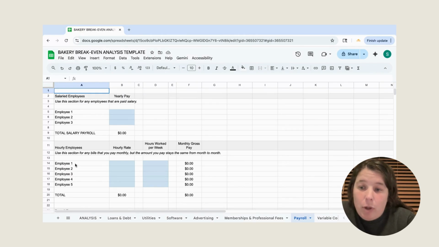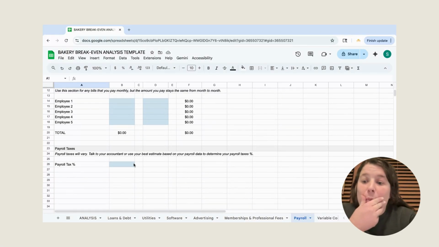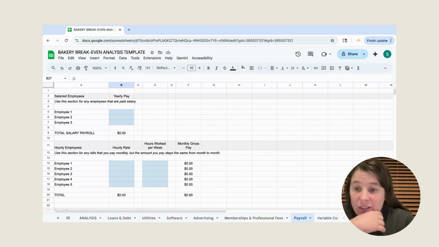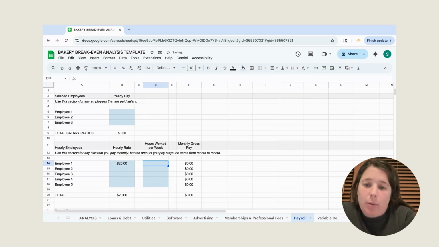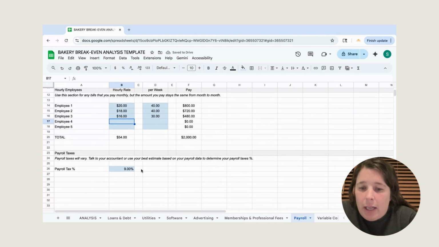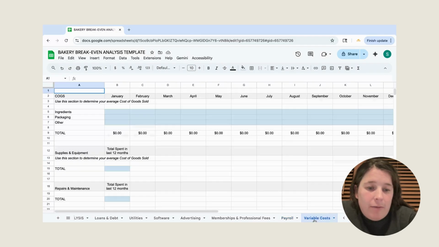This, if you have any salaried employees versus hourly employees, we have those broken out. Also, what your payroll tax percentage is. Mine usually ends up being about 9%, but this way you can factor in the payroll taxes as well in addition to the hourly rate. But we'll say we have one employee who makes $20 an hour and they work 40 hours a week. We'll say we have another person who makes 18 that works 40, and we'll say we have somebody who makes 16 who works 30. And no salaried employees.